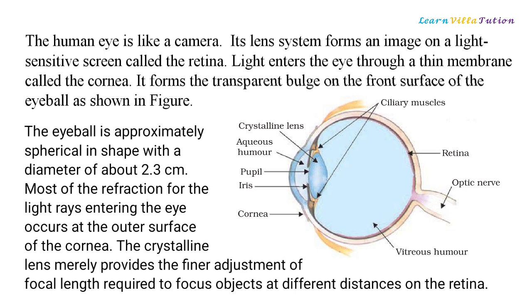Most of the refraction for the light rays entering the eye occurs at the outer surface of the cornea. The crystalline lens merely provides the finer adjustment of focal length required to focus objects at different distances on the retina.